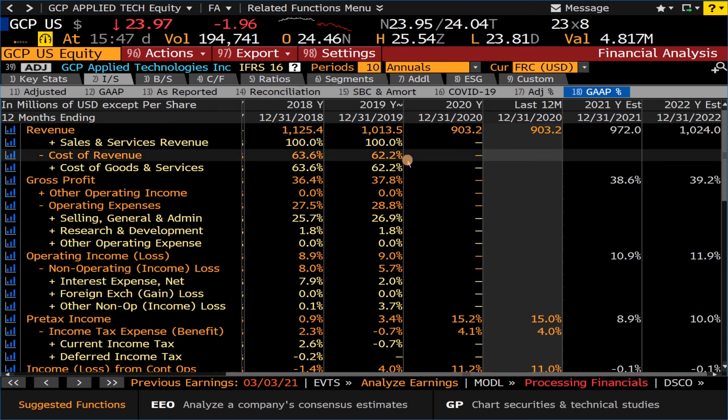Cost of revenue is 62.2% for the fiscal year 2019. Looking at a common size income statement is helpful because it's a little bit easier to find any material changes from prior year rather than looking at dollar figures in a typical income statement.